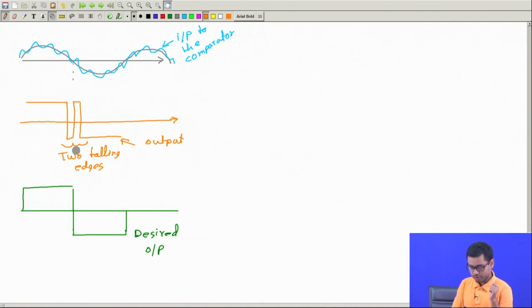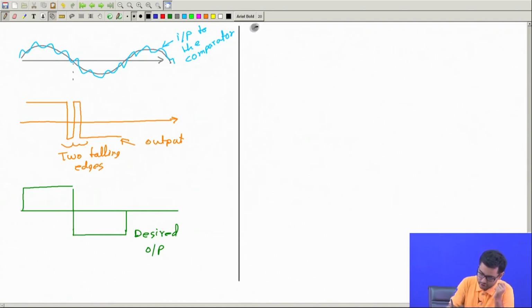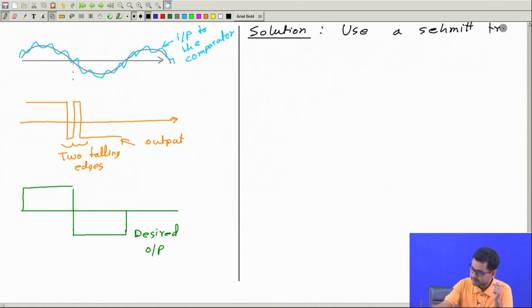Okay. So what is the solution? The solution is the use of a Schmitt trigger. But what is a Schmitt trigger? Okay, let us now talk about what a Schmitt trigger is. We will first talk about it functionally. How does it work? How does it function? Then we will talk about how it is implemented using op amps. Okay. So first, function.